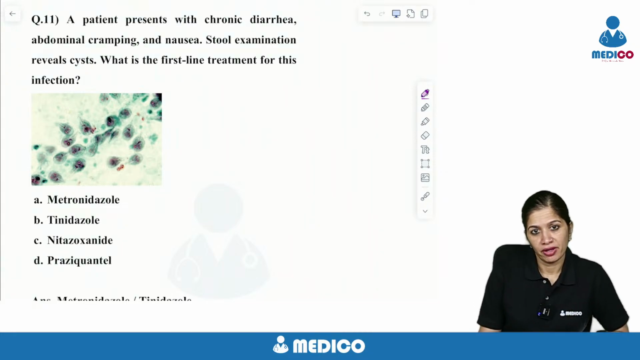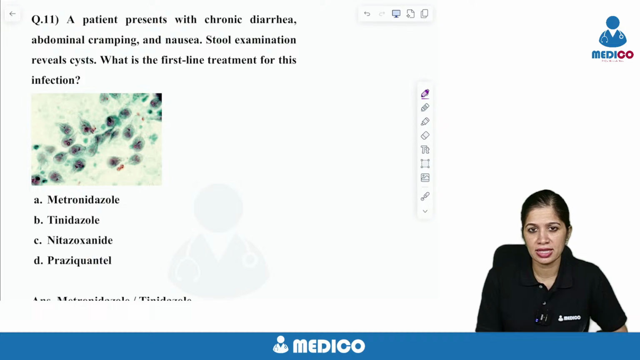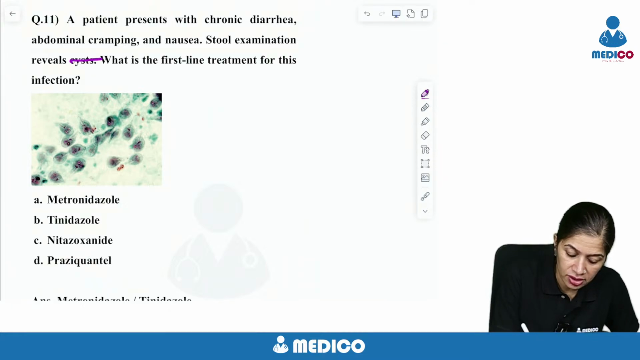So I have a few points in this question with which I cannot agree. The first thing is that they have said the stool examination reveals cysts. But I feel, and I'm sure you also agree, that what they're showing is not a cyst. It's actually the trophozoite, right? So ideally the question should be stool examination reveals trophozoites, because for this organism it is easier to make out the trophozoites than the cyst. So I think that there should be a correction here and it should be trophozoites.